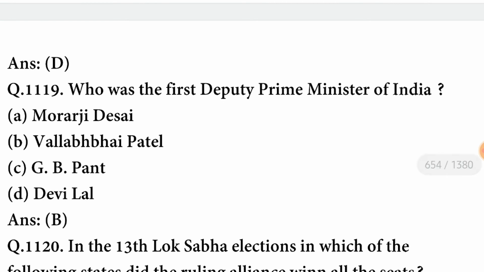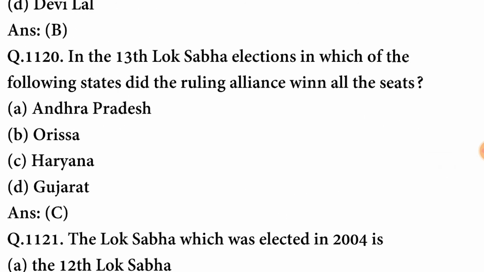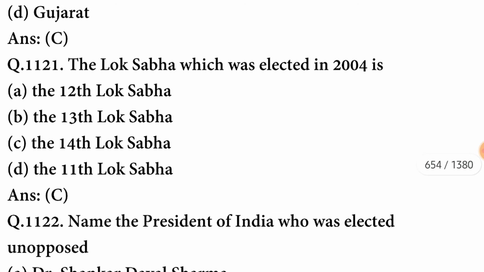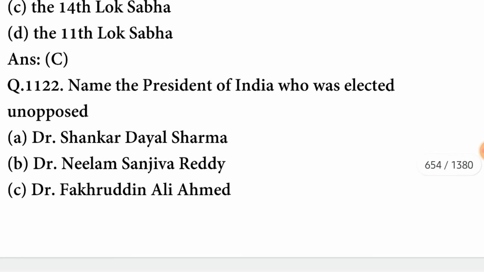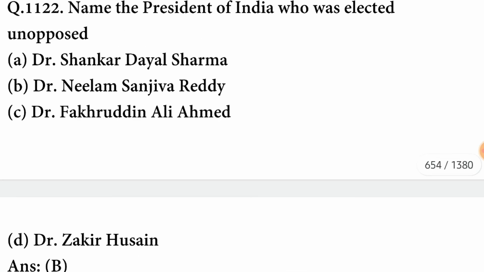Who was the first Deputy Prime Minister of India? He was Vallabhbhai Patel. In the 13th Lok Sabha elections, in which of the following states did the ruling alliance win all seats? The state was Haryana. C option is correct. The Lok Sabha which was elected in 2004 is the 14th Lok Sabha. Name the President of India who was elected unopposed. The President was Dr. Neelam Sanjeev Reddy.